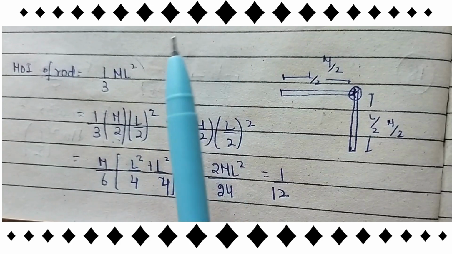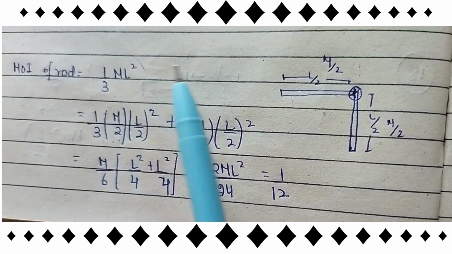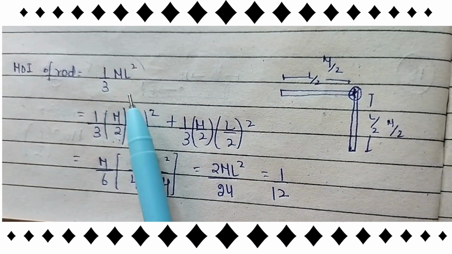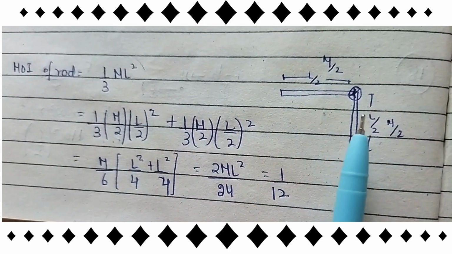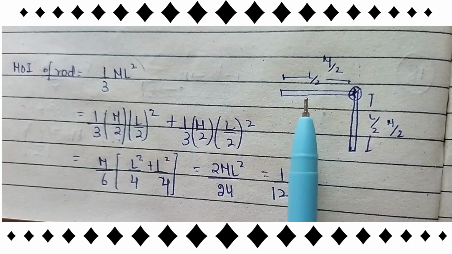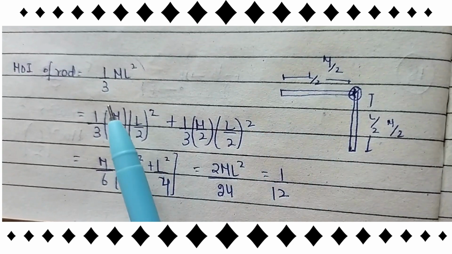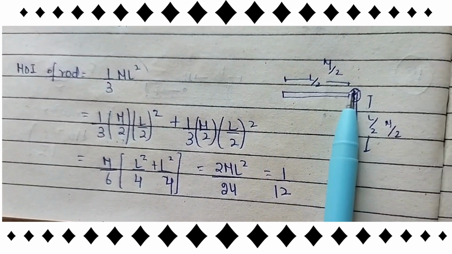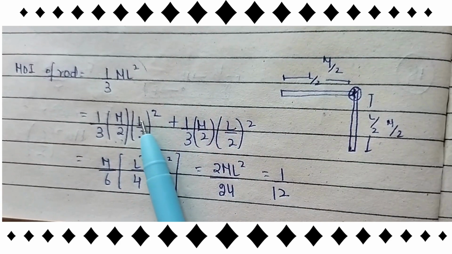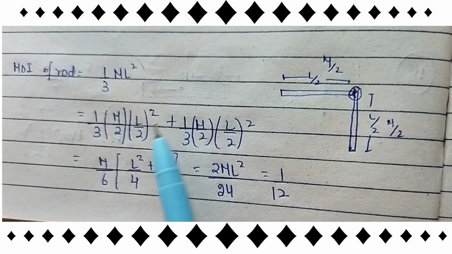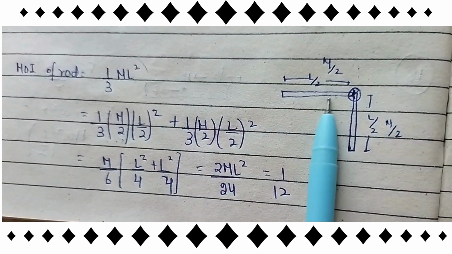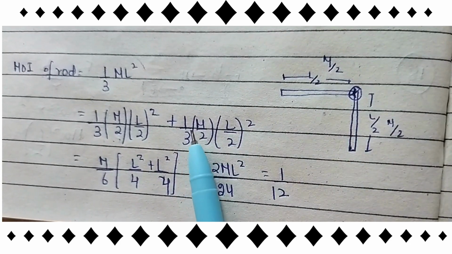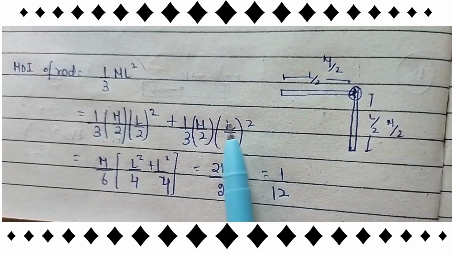Now, we know that the moment of inertia of a rod about an axis passing through its edge is equal to 1 by 3 ML square. Here we have two different parts of the rod, and we're going to have a moment of inertia for each part. For the first part, we have 1 by 3, and instead of mass, the mass of this part is M by 2, and the length of this part is L by 2, squared. Again, the same for this other part of the rod as well: 1 by 3 times M by 2 times (L by 2) square.